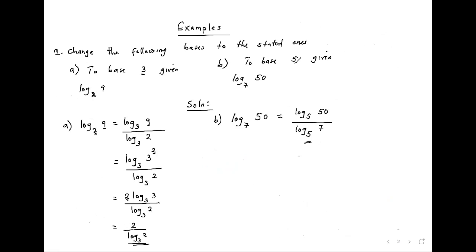Then for B, there's nothing to simplify. We are moving to base 5. So we just change. Okay. We introduce base 5 in the numerator and denominator, and then separate 50 and 7. 50 goes down. That's all. We can't simplify further because we can't write 50 as some powers. I mean, we can't simplify 50 as base 5 to some powers.